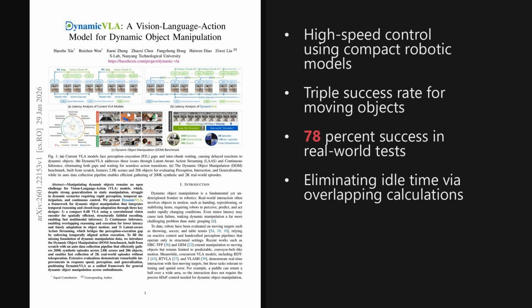Wrapping up, 2 takeaways stand out. First, handling dynamic objects requires speed, not just size. The compact architecture outperforms much larger models by prioritizing low latency over parameter count. Second, the introduction of continuous inference and latent-aware action streaming successfully bridges the perception execution gap, allowing robots to react in real time. This marks a pivotal step toward robots that can truly interact with a changing world.